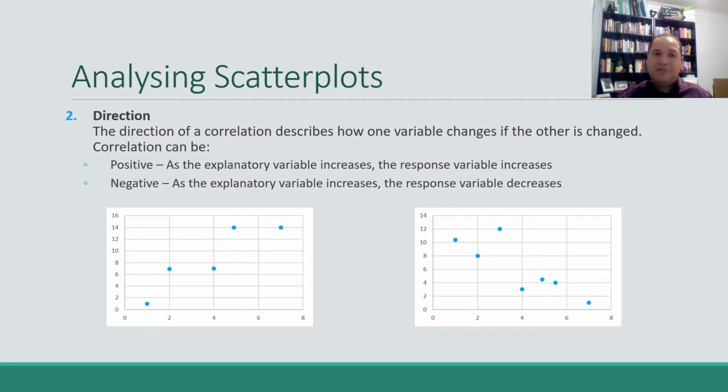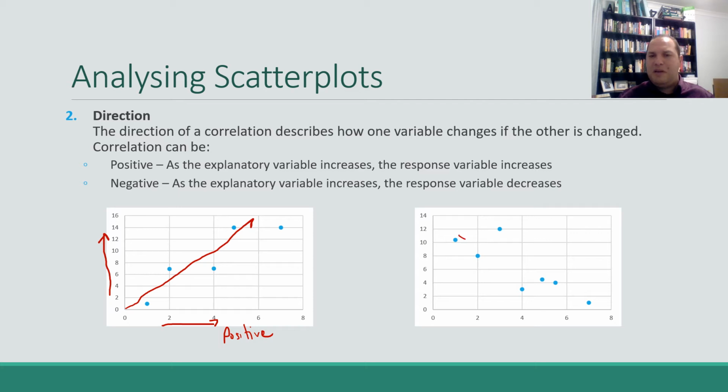All right, direction. Direction of a correlation describes how one variable changes if the other has changed. Basically, does it increase, does it decrease, or does it stay the same? Positive correlation means as our explanatory variable on our x-axis increases, our response variable increases too. In this first one, the data points are all trending upwards, so this one is a positive correlation.